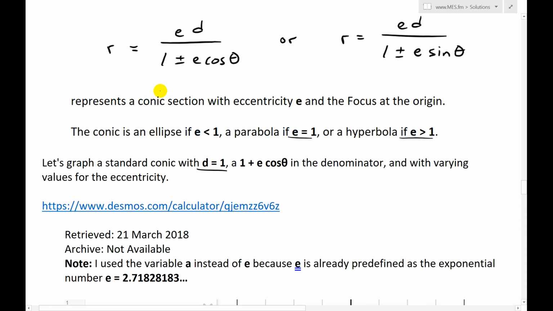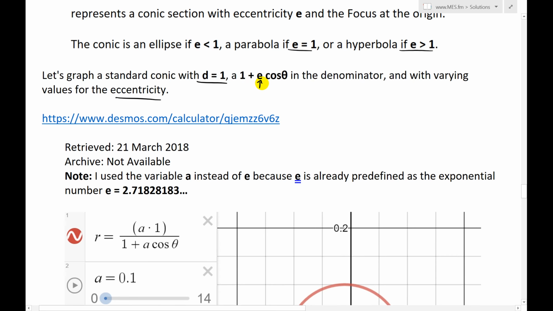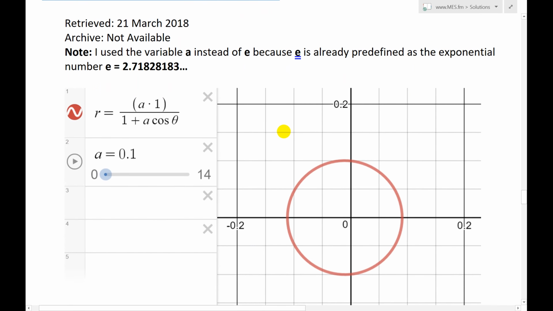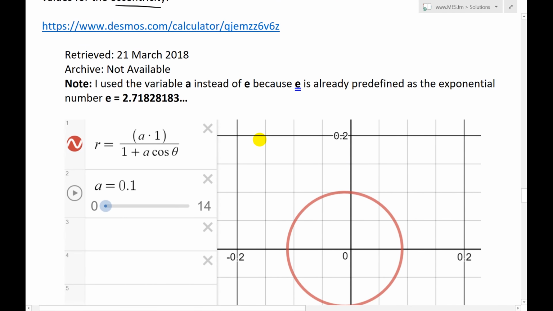So we'll just look at this side over here, but positive on this side, like that, and with varying values for the eccentricity e. So we're going to vary this. Here's what I've done. I've graphed this out in a Desmos graphing calculator, but I just want to make a note right here. I used the variable a instead of e because e is already predefined as the exponential number, e equals 2.718281883, etc. It keeps going on and on.